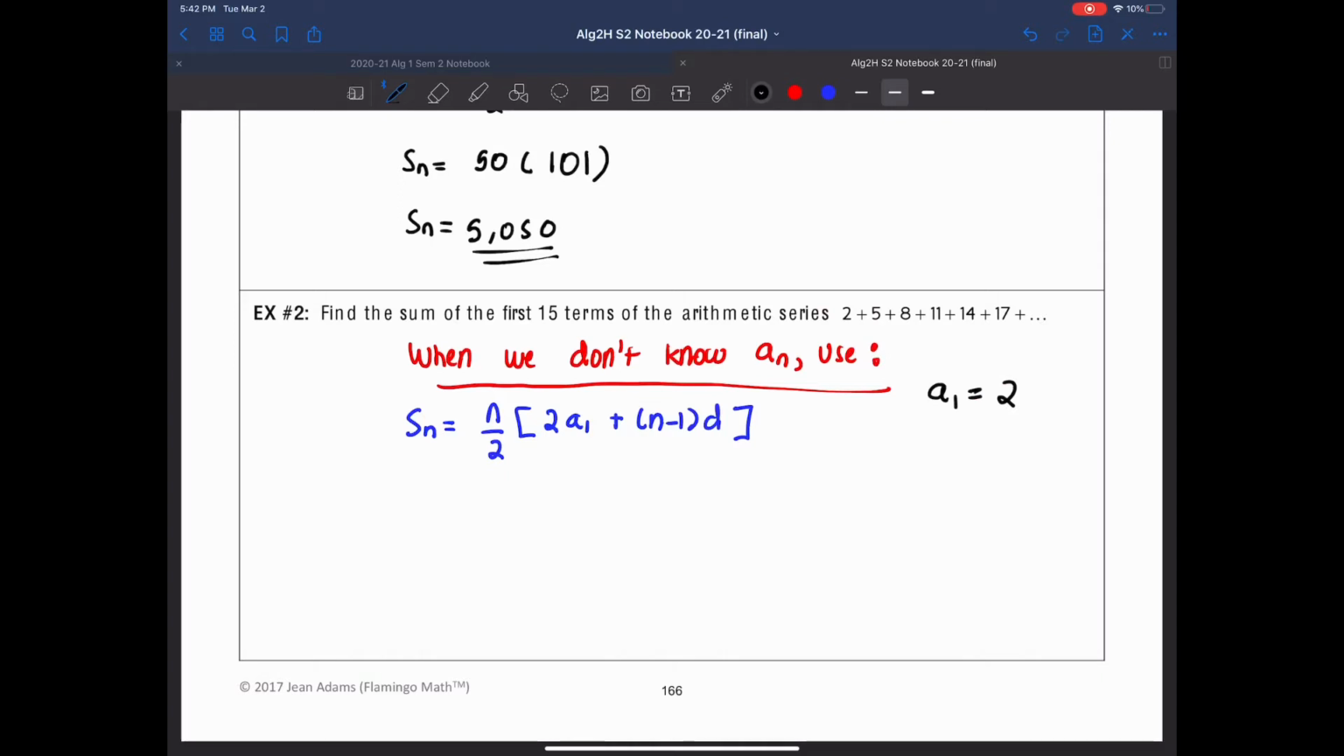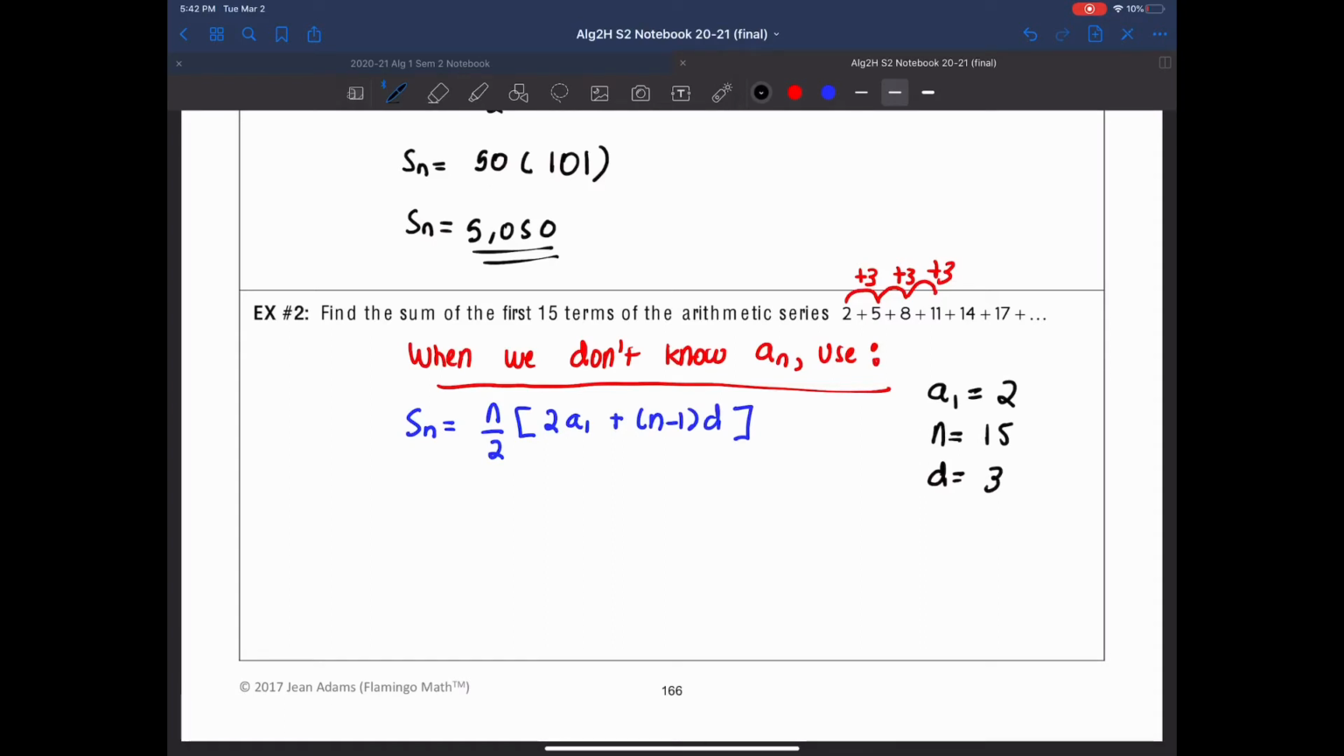I also know what n is equal to. N is the number of terms in the series. That is 15 terms, because I'm looking at the first 15 of the series. And then I know that the common difference of the series is just whatever we're adding to get to the next term in the series. So to get from 2 to 5, I have to add 3. To get from 5 to 8, I have to add 3. 8 to 11, I'm adding 3. So my common difference amongst my terms is 3.